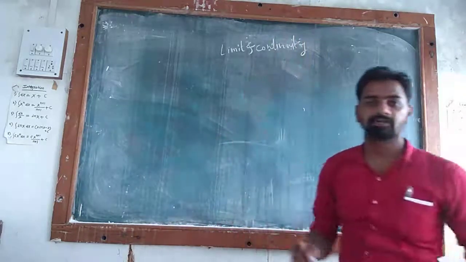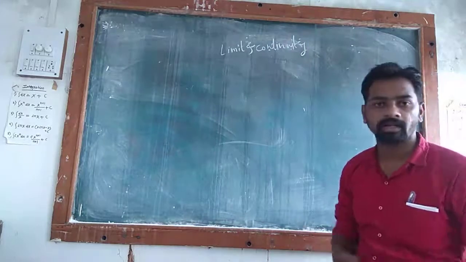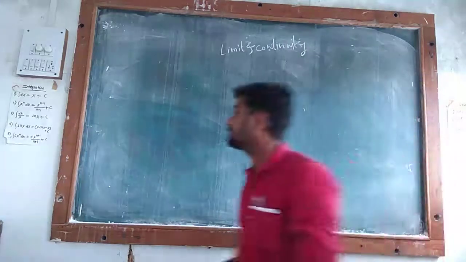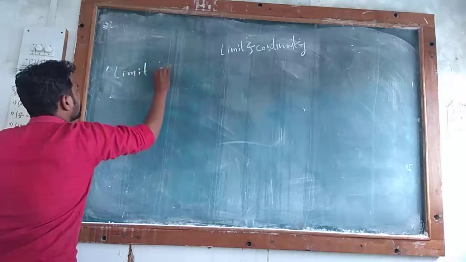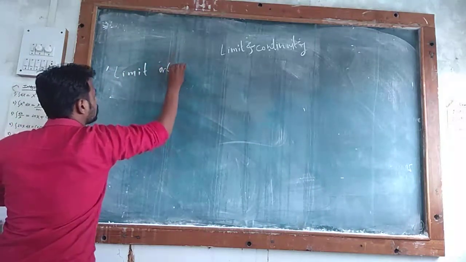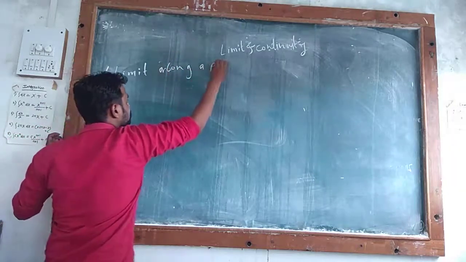In a previous lecture, we have seen the theorems on limit. Now we see the limit along a path.